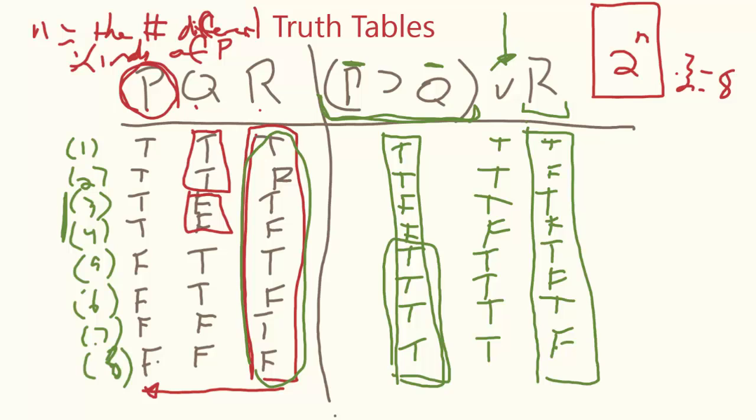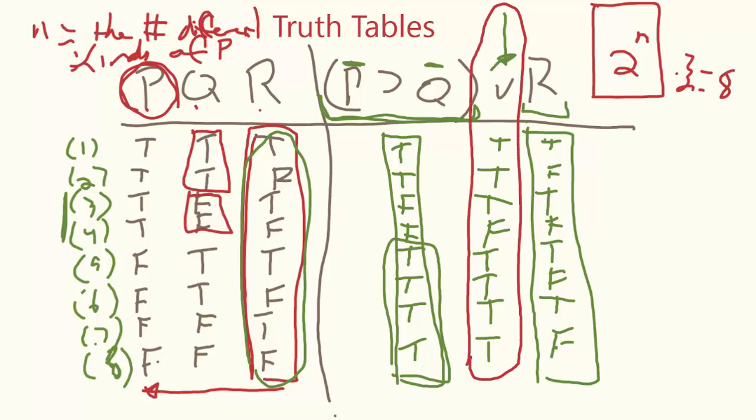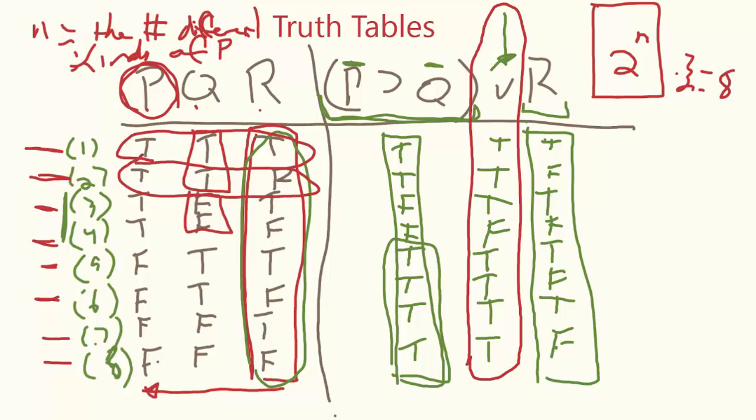So that gives us the truth condition for this compound sentence. It tells us that in situation 1, it's true. In situation 2, it's true. Situation 3, it's true. Situation 4, it's false. And in the remaining situations, it's true. And by situation, we mean these combinations of truth values.